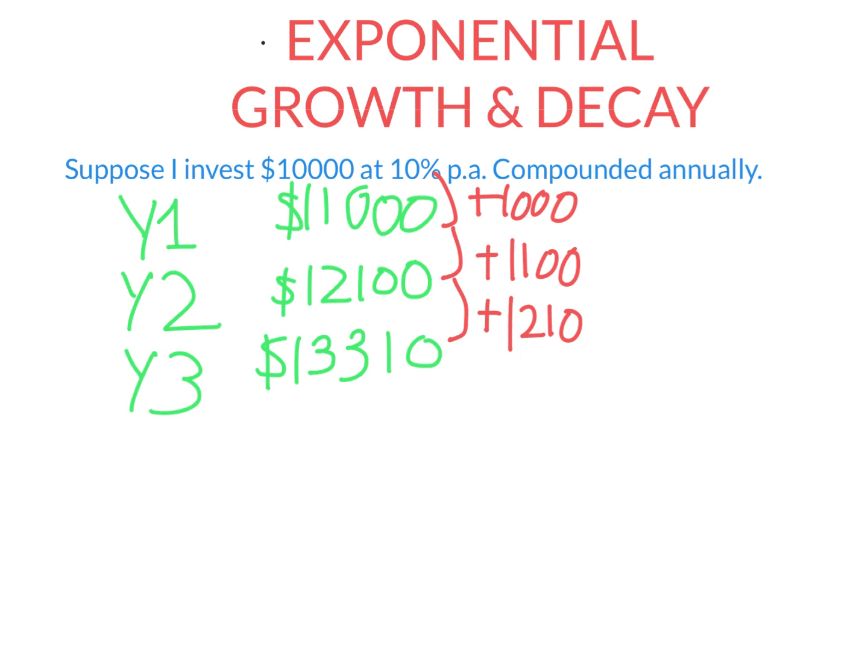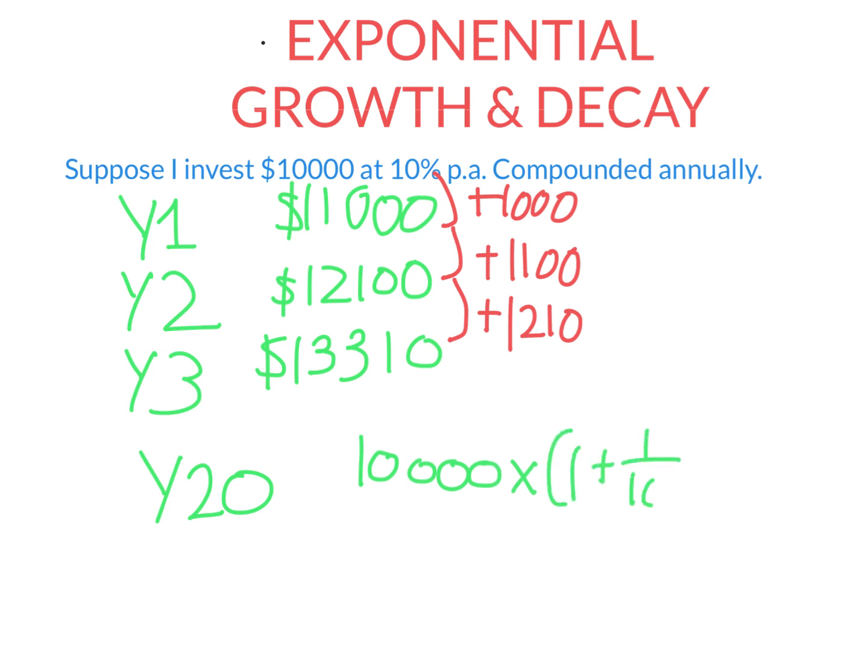Of course, this would get very tedious. What if we wanted to know how much you'd have after 20 years? Well, we don't want to follow this process. There's an easy way to do it. All we're doing is taking 10,000. Now, increasing by 10% is the same as finding 110% of the quantity. So you're taking 10,000, you're timesing by 1, which is 100%, and then you're adding 10%, which is a tenth. So you're doing that 20 times. And you can put that on your calculator. After 20 years, you'd have about $67,275.